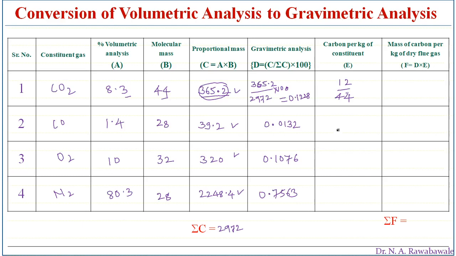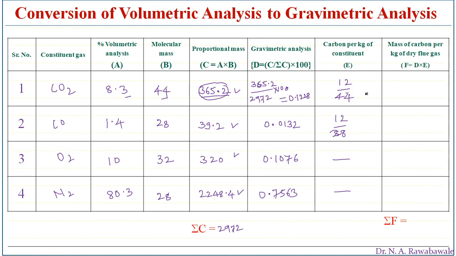12 divided by 44. Similarly here we are going to take it as 12 divided by 28. So if we burn 1 kg of carbon, then it produces 28 divided by 12 kg of carbon monoxide, and if we multiply it by 12 by 28, then we will get the mass of carbon. Oxygen is not a product of carbon, and nitrogen is also not a product of carbon.